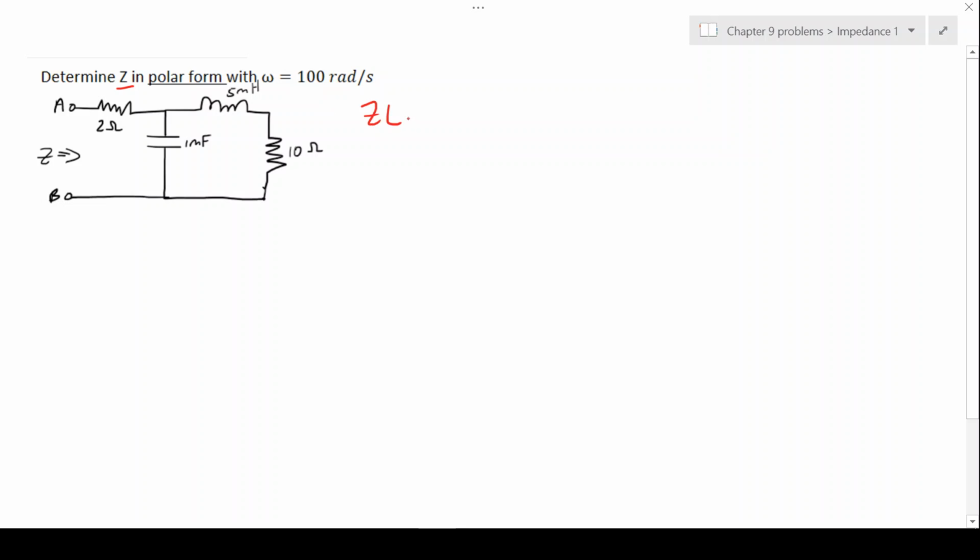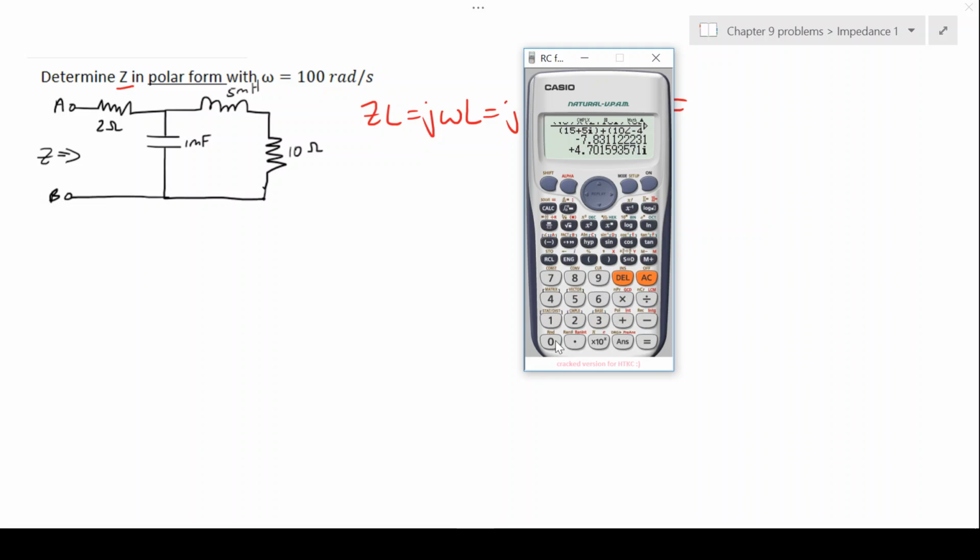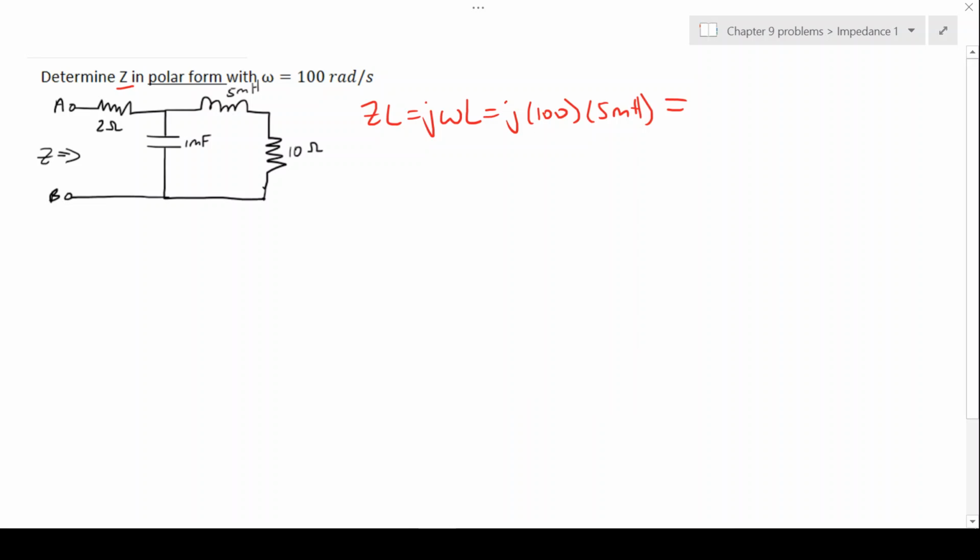So the impedance of the inductor first is given by J omega L, which is J omega we know is 100 multiplied by the inductance, which is 5 millihenries, and that's going to give us 100 multiplied by 5 times 10 to the negative 3, which is 0.5. So that's going to give us J 0.5 ohms.